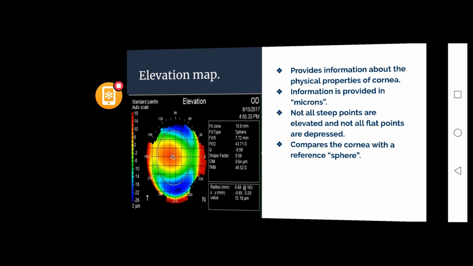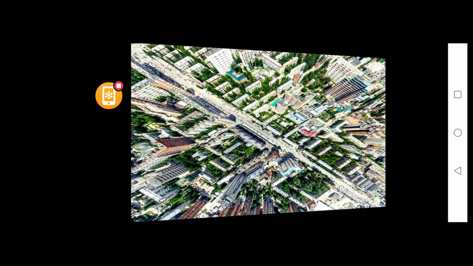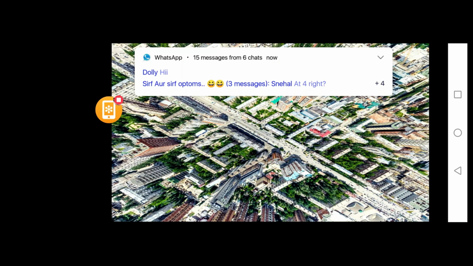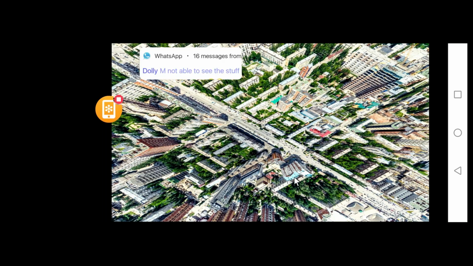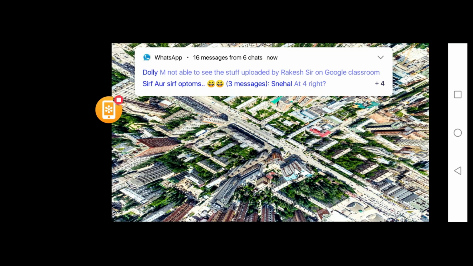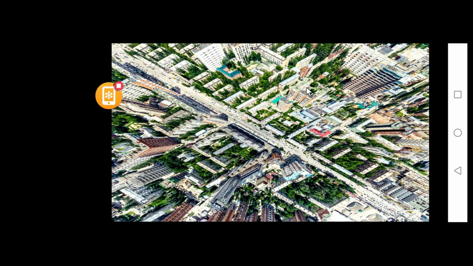The elevation map on the corneal topography is not a true elevation, because as you can see in this photograph, it is captured from a helicopter or from a drone. From here we can see the rooftops of all these tall buildings. But can anyone tell what is going on in the ground floor? No, we cannot, because we have an aerial view, right? We can know what is going on on the rooftop, but we cannot analyze what is going on in the ground floor.